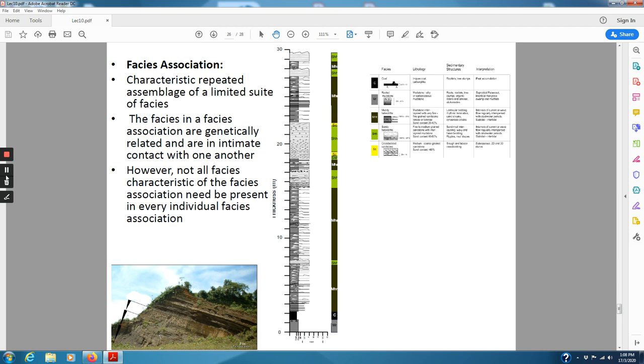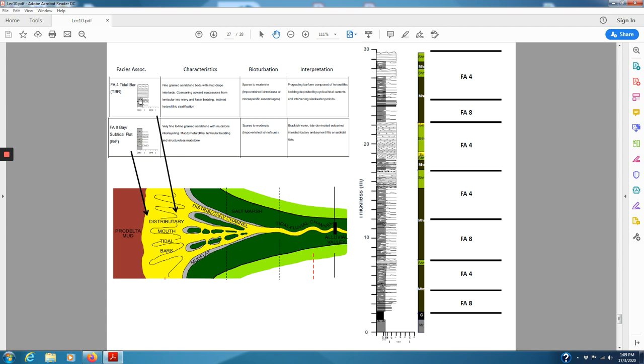Now we are back at that outcrop, which was tens of meters thick, and you have this sedimentary log, right? And if you've already subdivided the sedimentary section into facies here, with different color codes, those are your facies here, okay? But now you need to find larger scale patterns. You need to find characteristic repeated assemblages of a limited suite of facies. So here I've divided the sedimentary succession into facies associations.